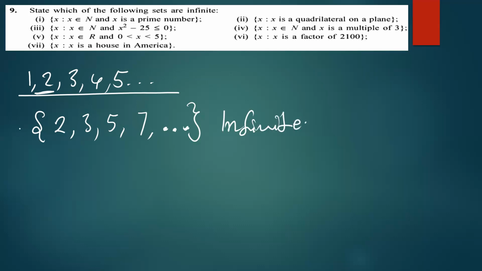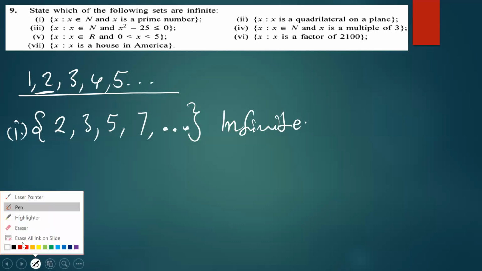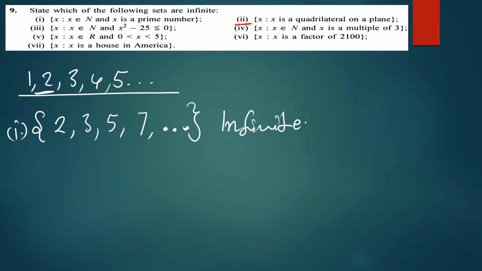Let's look at the second part. So the other one is X, which is this one. So the other set that we are trying to inspect here is the second one. Let us try to check if this is an infinite set. So they're saying X is such that X is a quadrilateral on a plane.